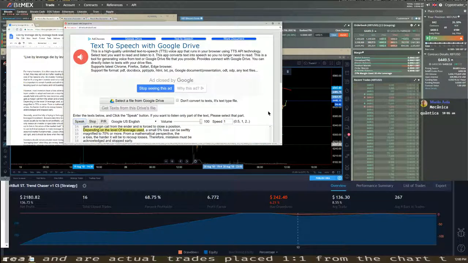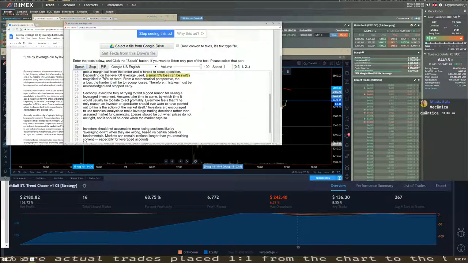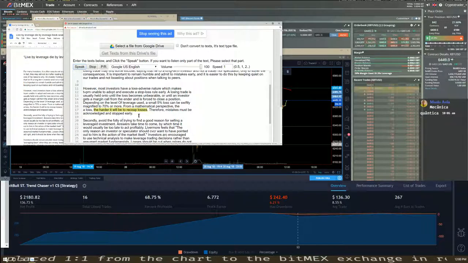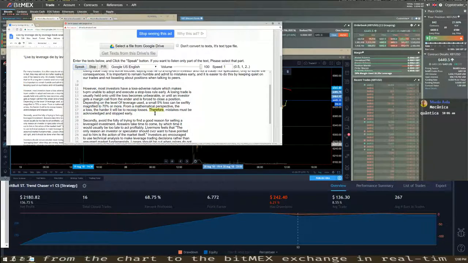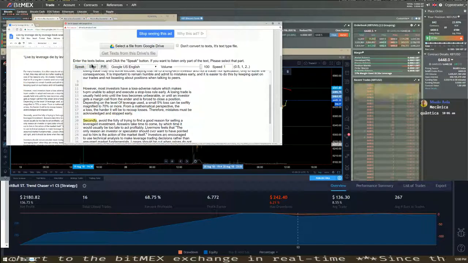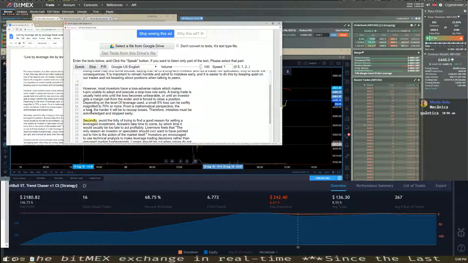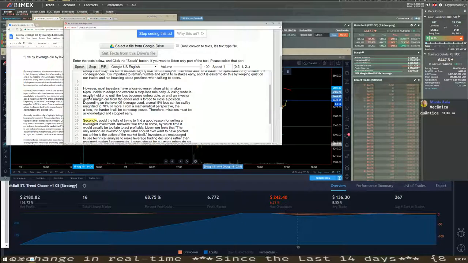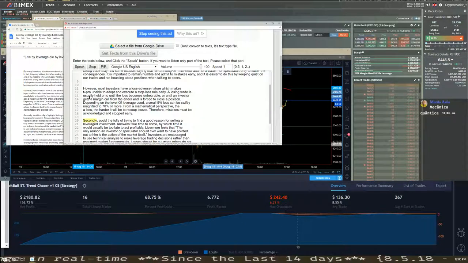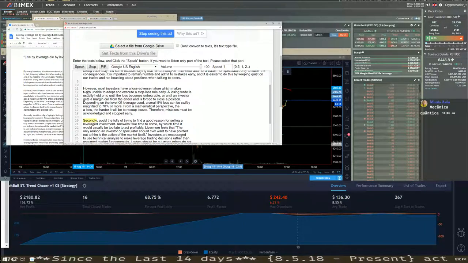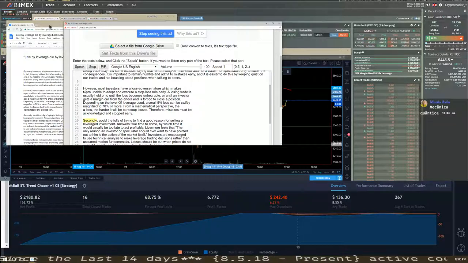Depending on the level of leverage used, a small 5% loss can be swiftly magnified to 70% or more. From a mathematical perspective, the bigger the loss, the harder it will be to recoup losses. Therefore, mistakes must be acknowledged and stopped early. I'm going to stop there. Right here is where our product comes in. We're going to go to the book itself.